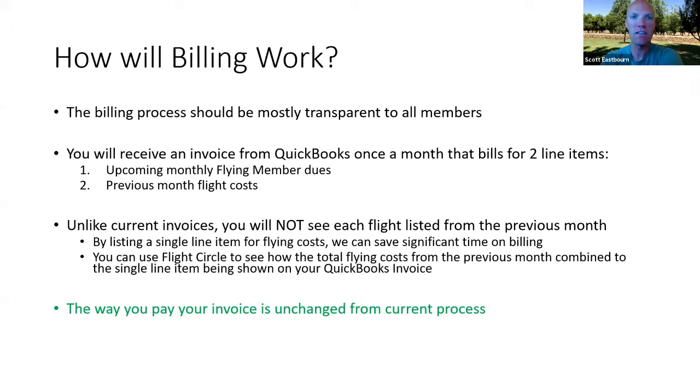And that's what that one line item is going to say. If you want to see the breakdown of where that 480 came from, that's where you can look up the individual invoices in Flight Circle to see how much each flight cost and how that contributed to your overall account balance. But beyond that, there's no changes here. It should be pretty much invisible to you. You're going to pay your invoices the same way you always have. They're going to come from QuickBooks, and nothing has changed there.